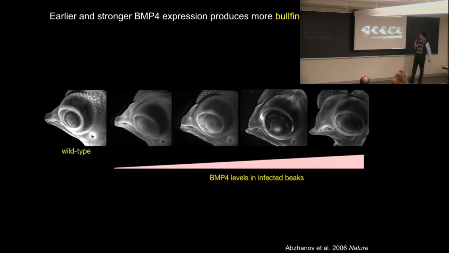In fact, if you mimic this change in the chicken embryo, which normally has a rather pointed bill, as you increase the amount of BMP4, which you express earlier and at stronger levels than before, you tend to produce deeper and wider bills. In the end, basically mimicking something like the medium ground finch to a large ground finch, which have very, very deep, very, very broad bills.